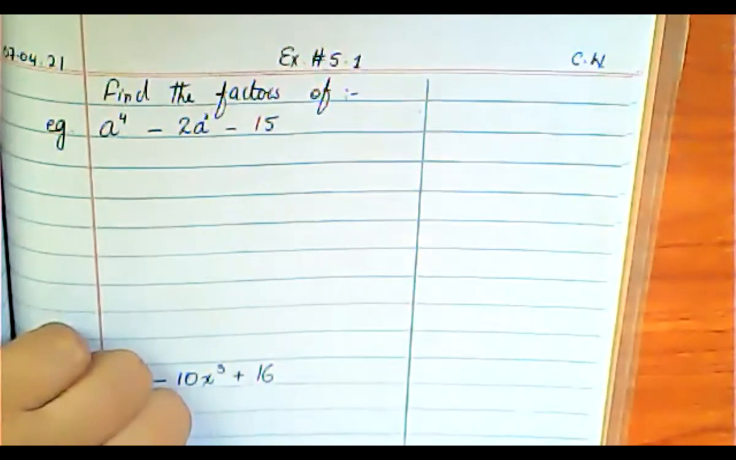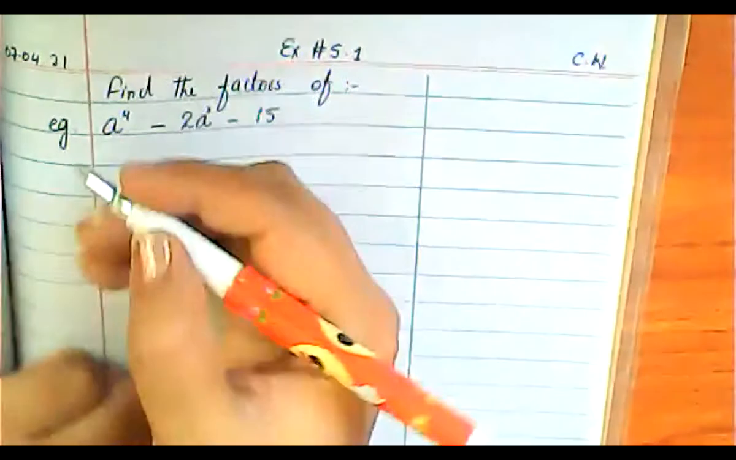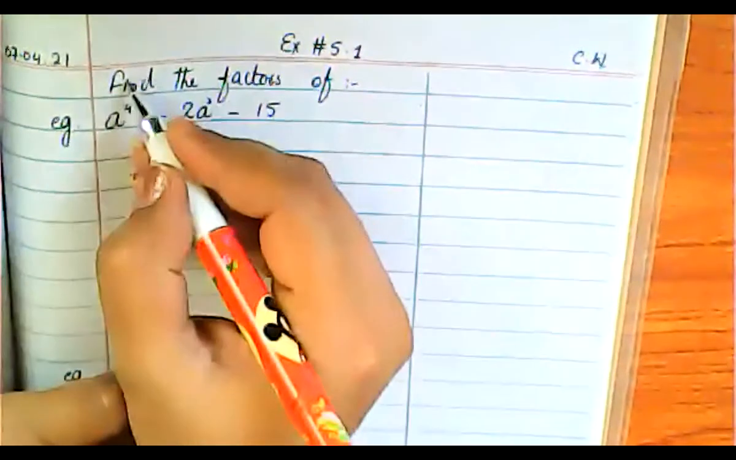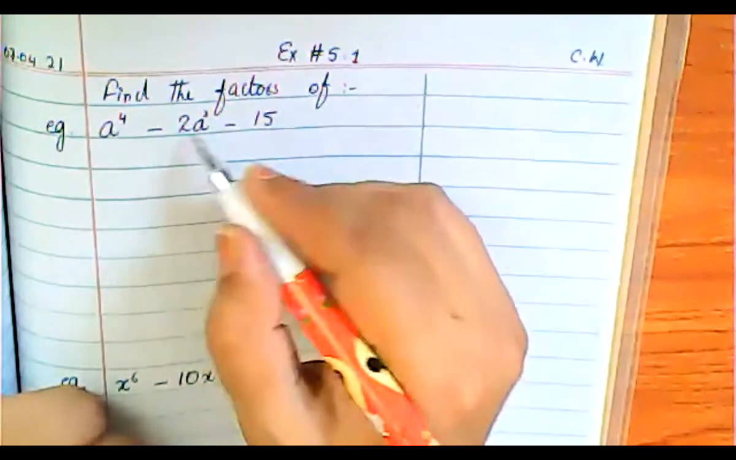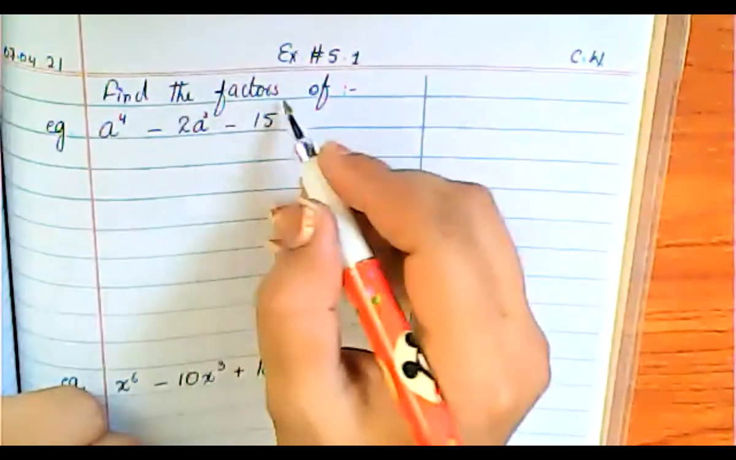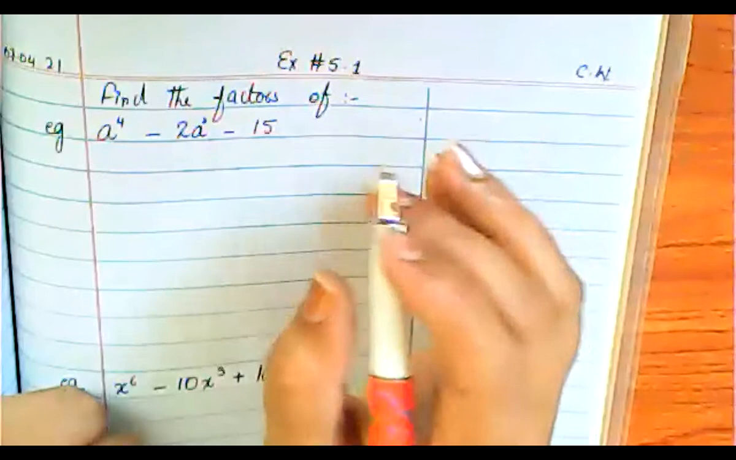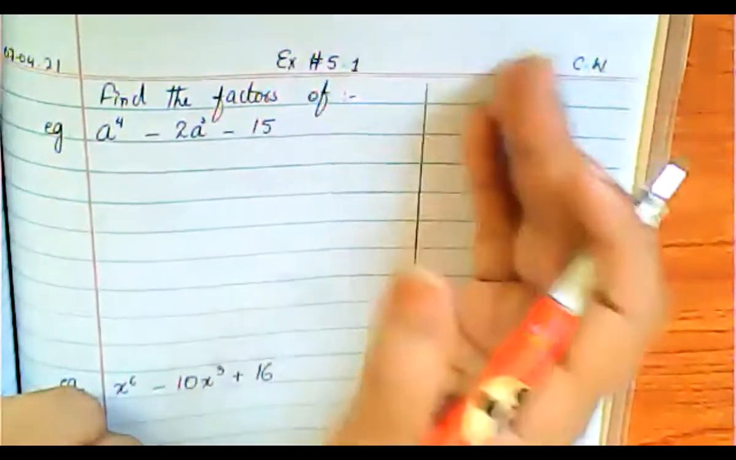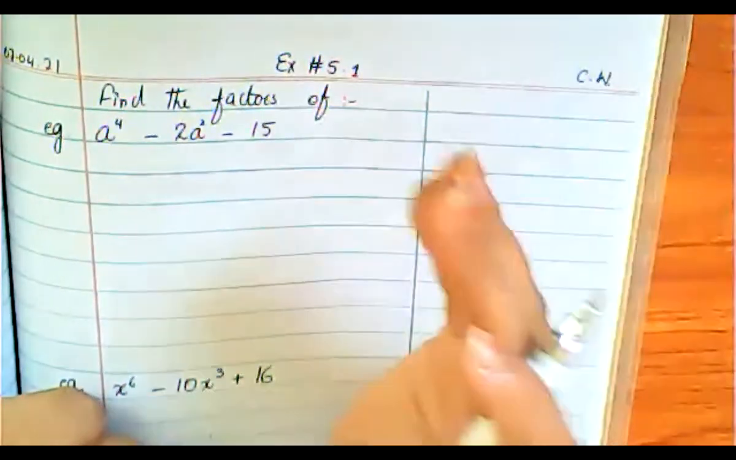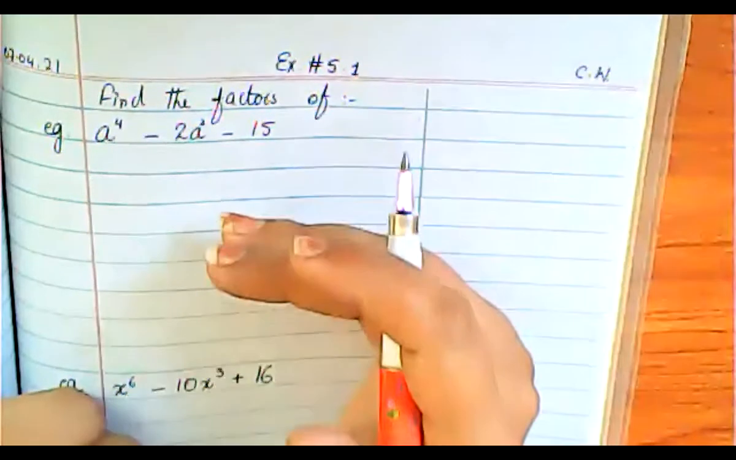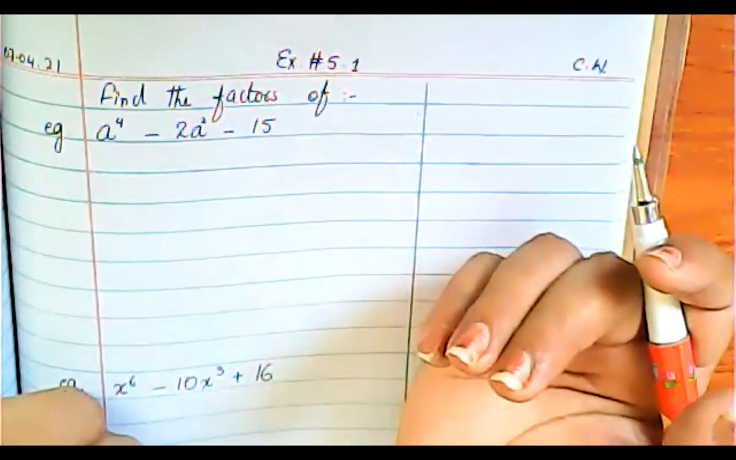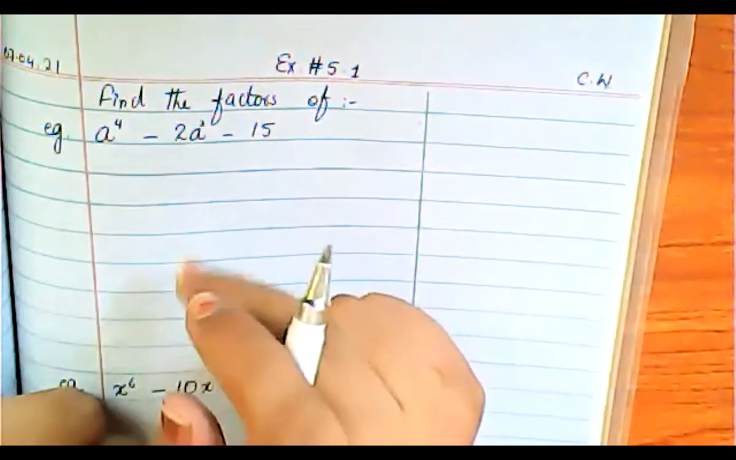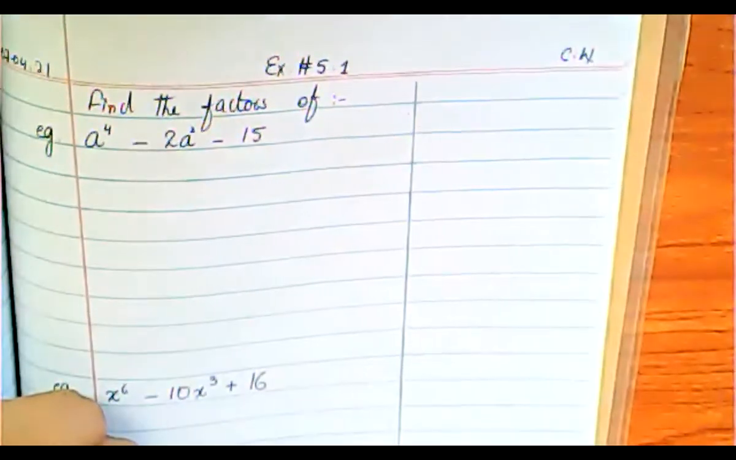Exercise number 5.1. Here you have an example. And what is the question here? Find the factors of. What you have to find here is the factors. We can find the factors with the help of a formula. There are multiple formulas that can be applied here, and with the help of the right formula, you can find the factors. But first you have to check which formula you are going to apply.